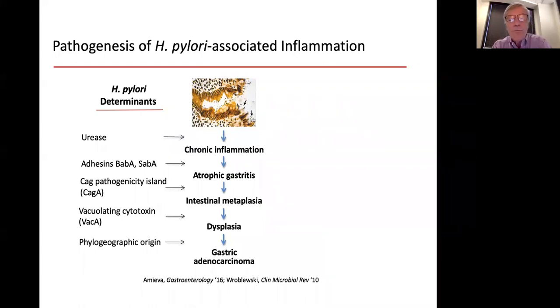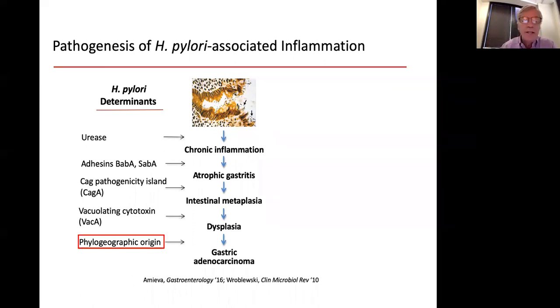Not all H. pylori carries CagA, but those bacteria that do carry it predominate in certain regions of the world, and those are the bacteria that are associated with H. pylori-induced, ultimately, gastric adenocarcinoma. Virtually all H. pylori carry the vacuolating cytotoxin, another virulence factor. Another important factor is the phylogenetic origin of the bacterium. And how does that play a role?